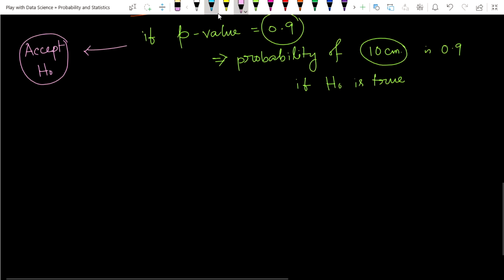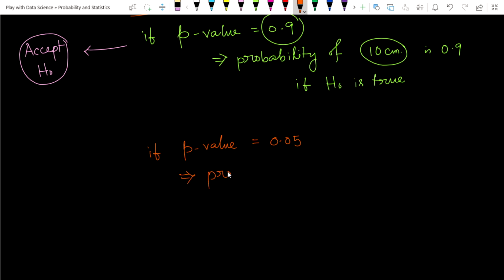Otherwise, suppose we got a p-value of 5%, 0.05. Okay, what does this mean? This means the probability that the difference is 10 centimeters is 0.05, or 5%.